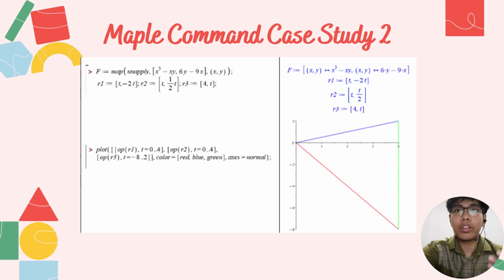Okay, next for the F, we want to put map with the bracket unapplied, and then you will put the equation of the vector valued function of the question, and then for r1, r2 and r3, you will get them by finding the parametric equation of each line. And then lastly, for the plotting, you will plot by using the trial and error method, and you will get the graph like this.